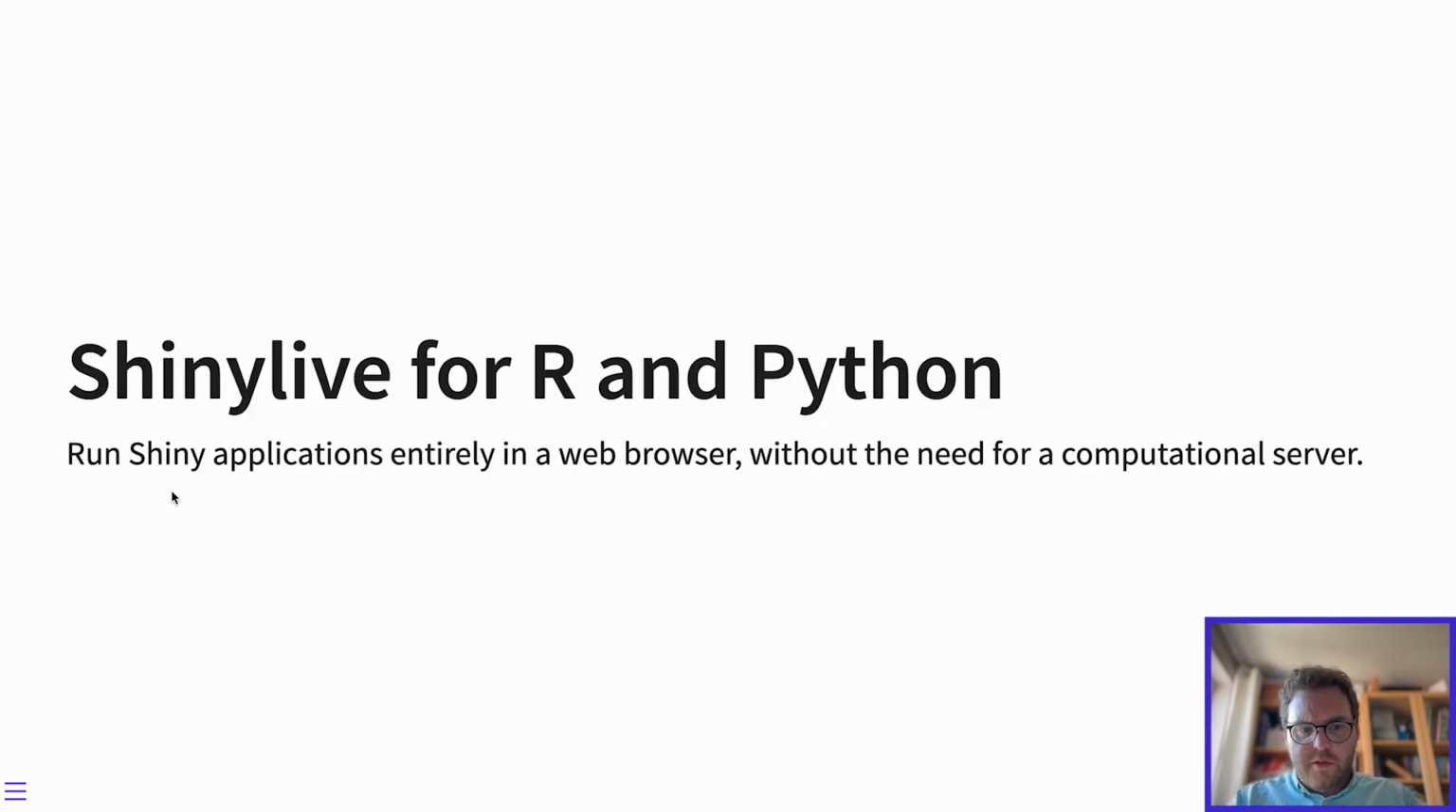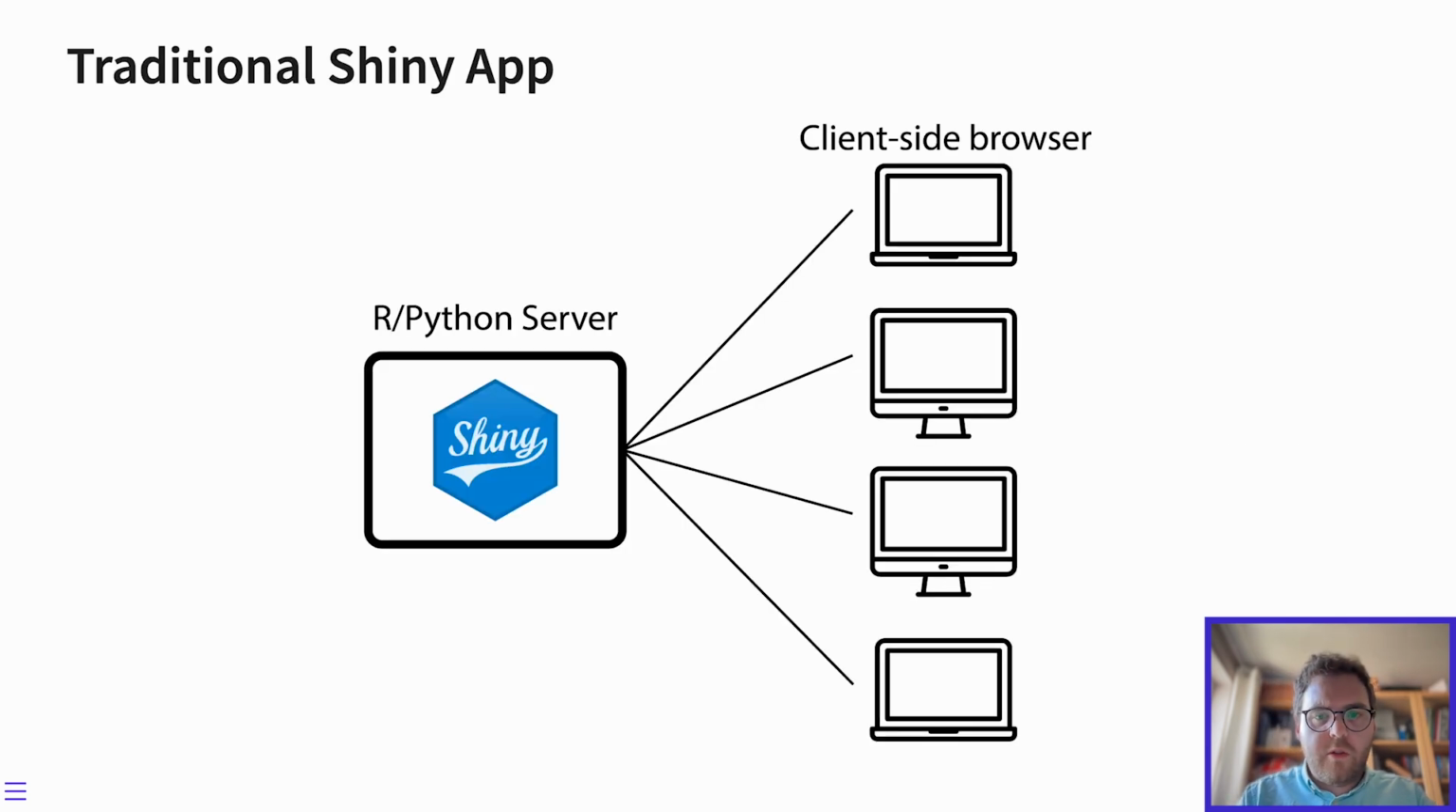And that takes me on to Shinylive. This is a system for Shiny for R and Shiny for Python that allows you to run these reproducible applications in Shiny inside your web browser without the need for a computational server. So I'll spend the rest of the time in this talk showing you how Shinylive works, and then I have some nice examples. So a traditional Shiny app looks like this.